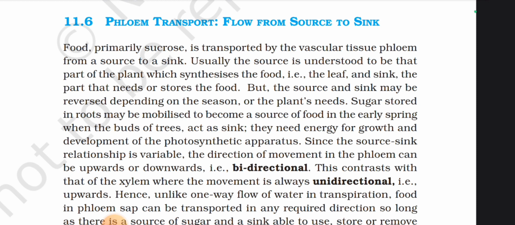But the source and sink may be reversed depending on the season or the plant's needs. Sugar stored in roots may be mobilized to become a source of food in the early spring when the buds of trees act as sink. They need energy for growth and development of photosynthetic apparatus. Since the source-sink relationship is variable, the direction of movement in the phloem can be upwards or downwards, bidirectional.